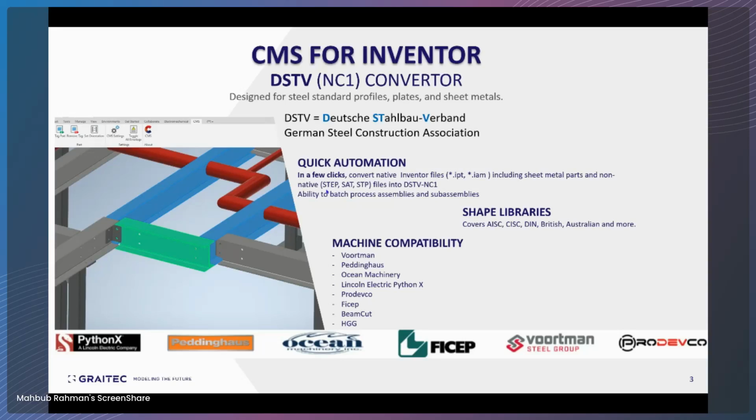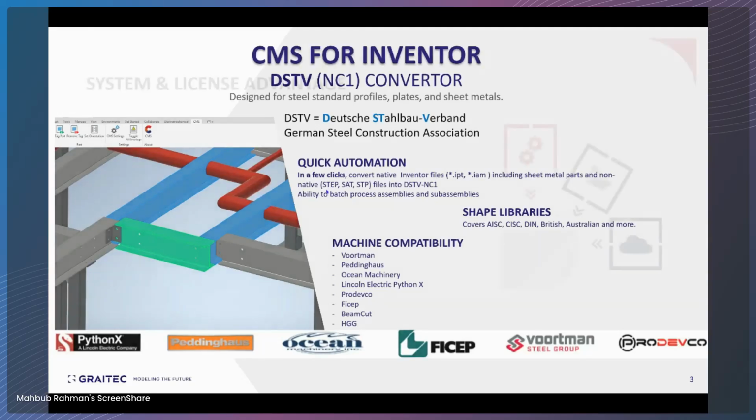In terms of machine types, any machine that runs on DSTV files will be supported, but these are some examples that we have listed. Those are the major players that we have been working with: Voortman, Peddinhaus, Ocean Machinery, Python X, very popular, Prodevco, Ficep, and Dimcut, a Canadian company, and also from Europe, AGG or RoboRail. So for any of the machines that you have, where you want to feed NC files from your Inventor model, this is where we come in and bridge the gap between your machinery and your Inventor platform.